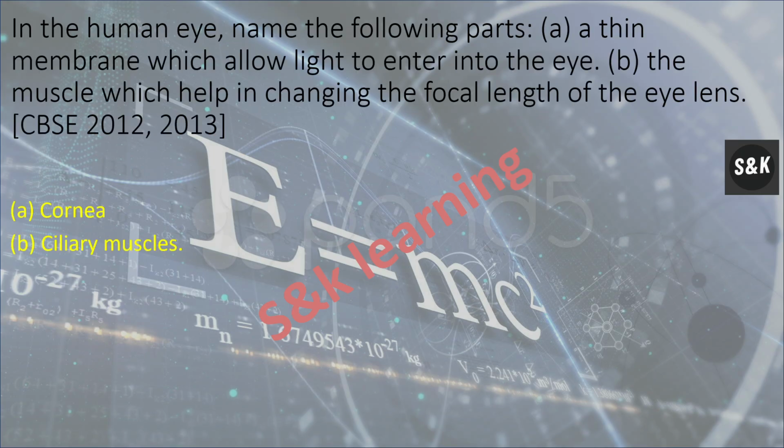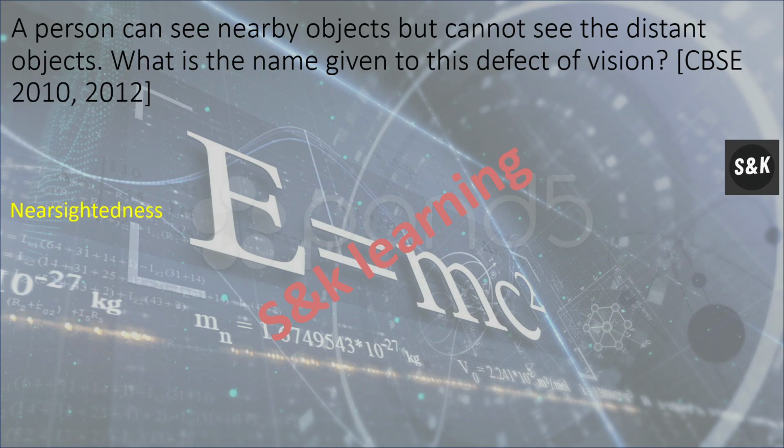Class 10 Science Board Question Set, 2 Marks. In human eye, name the following parts: A. A thin membrane which allows light to enter into the eye. Cornea. B. The muscle which helps in changing the focal length of the eye lens. Ciliary muscles. A person can see nearby objects but cannot see distant objects. So he has nearsightedness.